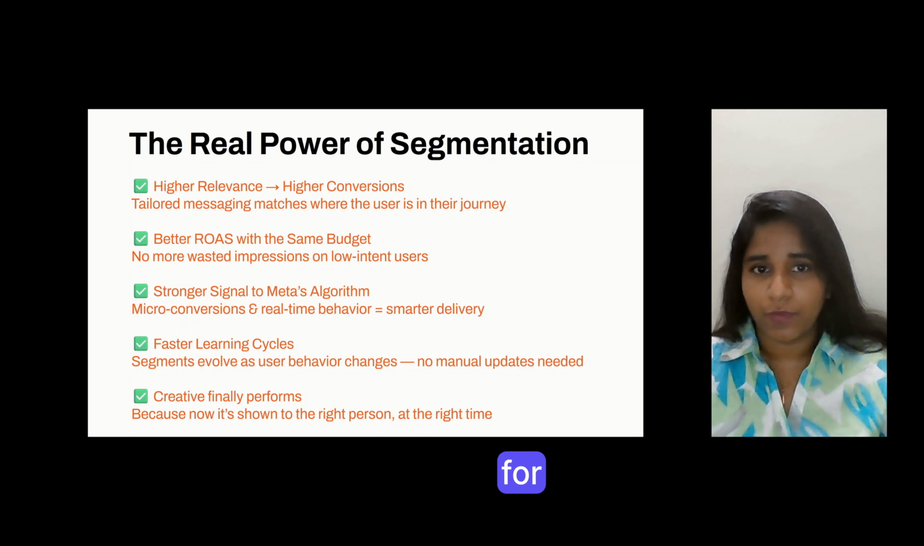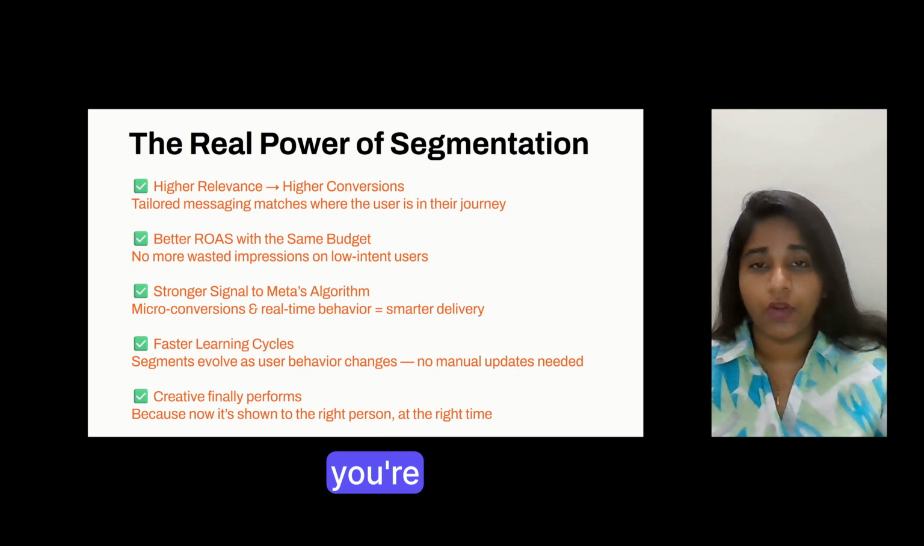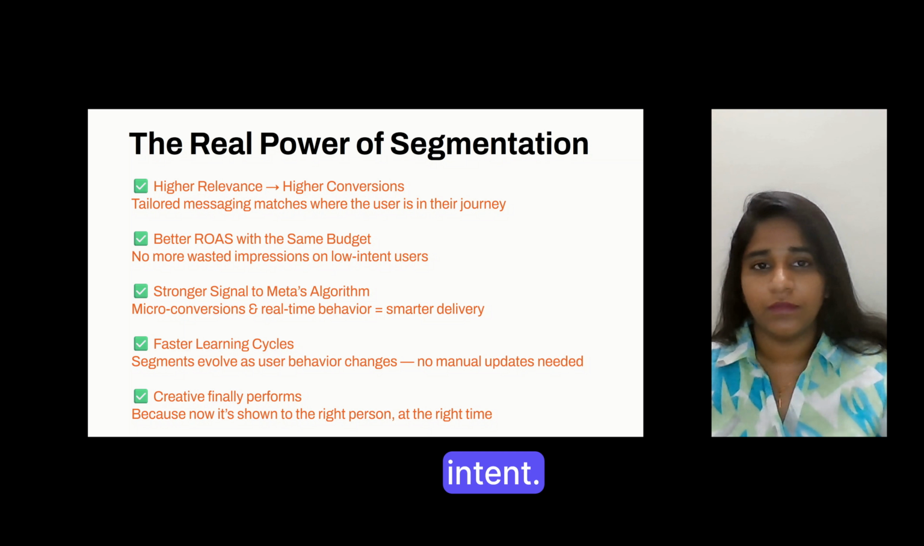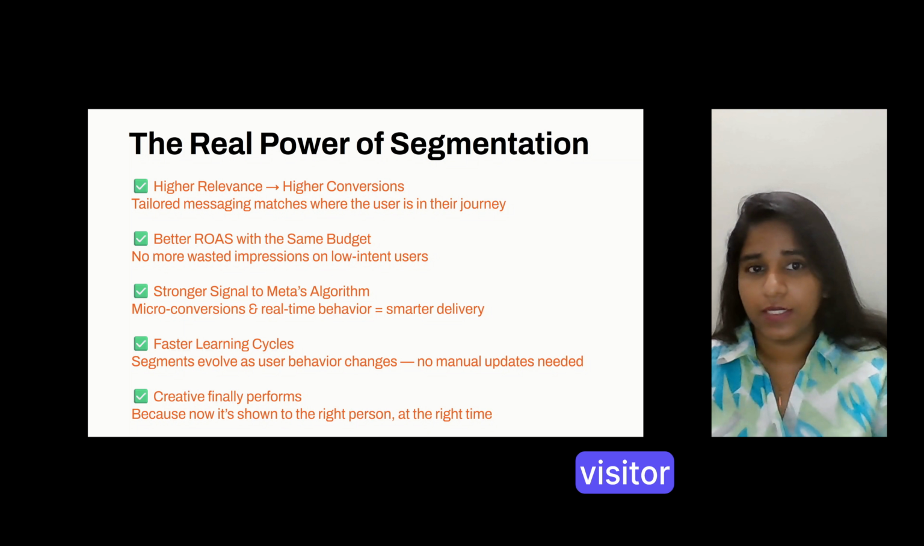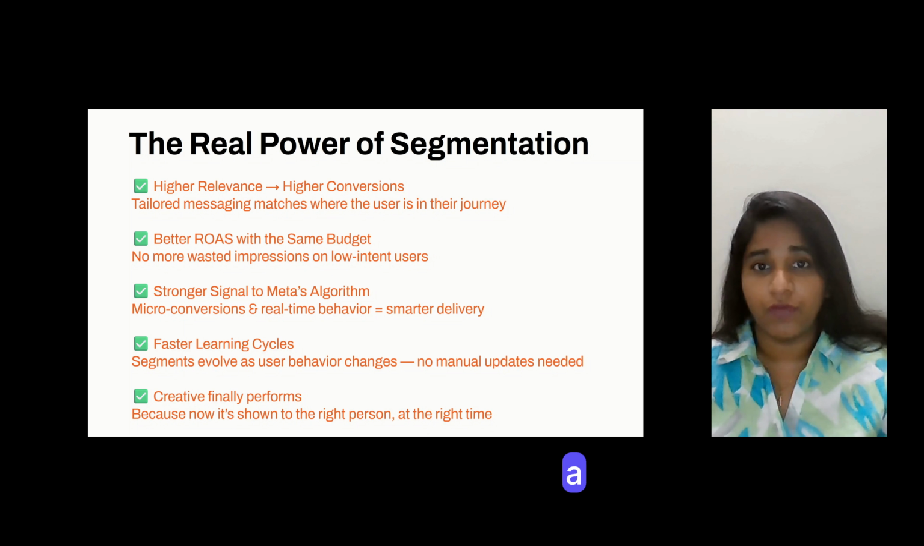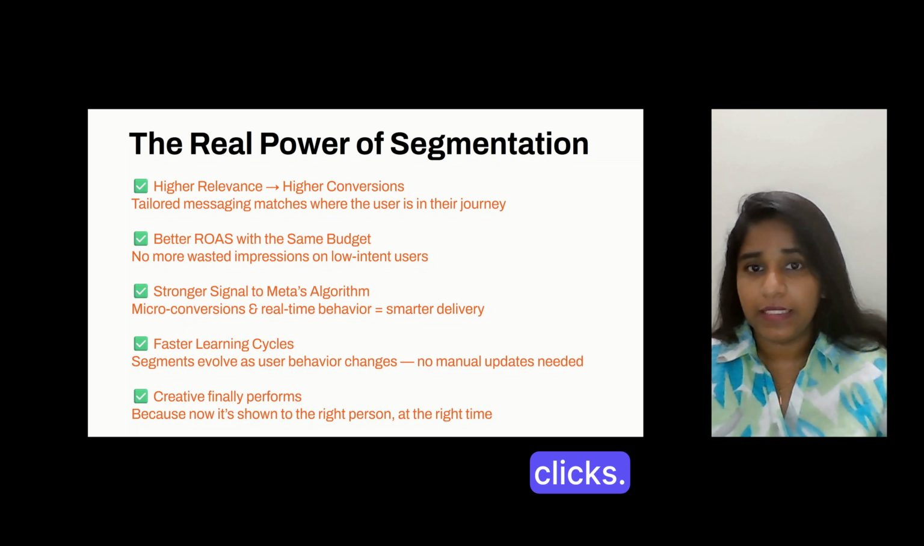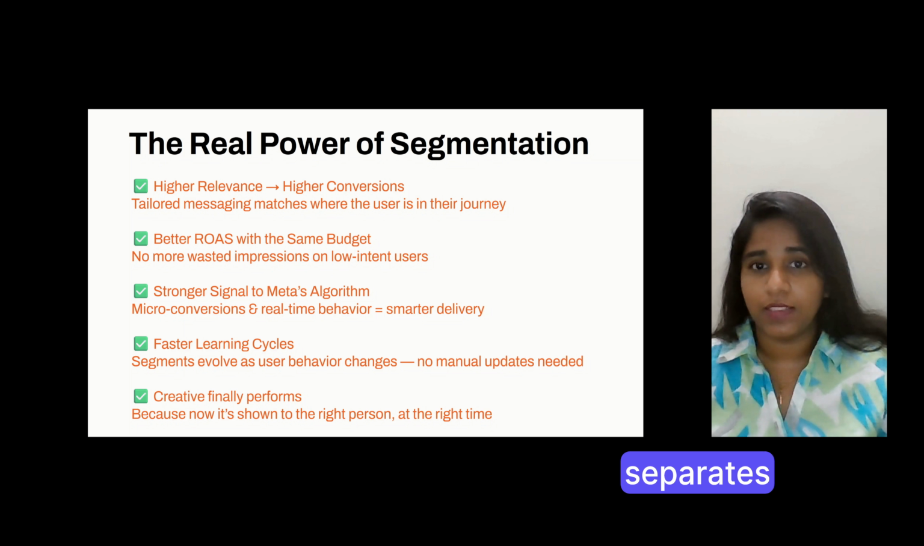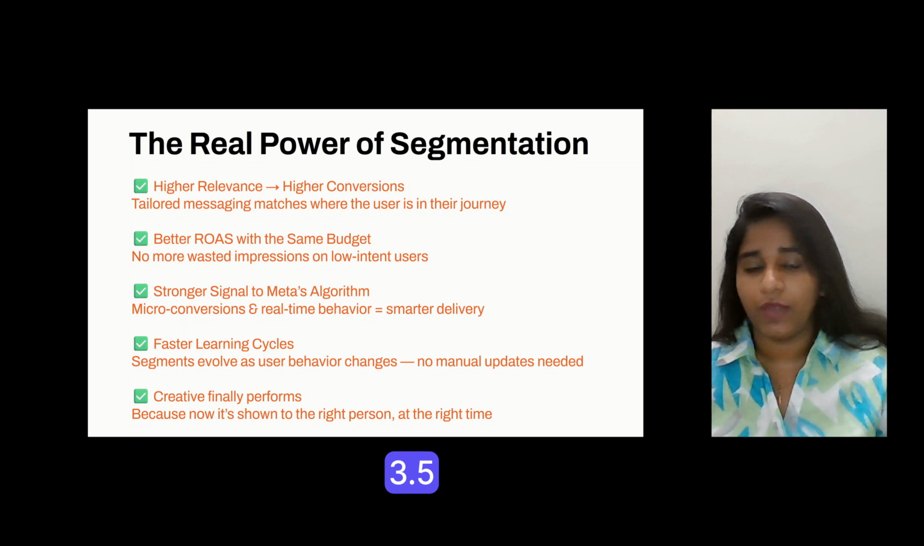And why does this matter for performance marketers? Because you're not just spending ad dollars, you're betting on attention, timing, and intent. And when you treat every visitor the same, like a number instead of a nuanced buyer, you're lighting cash on fire. You're getting impressions but not traction, clicks but no conversion. Audience segmentation is what separates spray and pray campaigns from profitable ones. It's the difference between 1.2 ROAS and 3.5 ROAS.